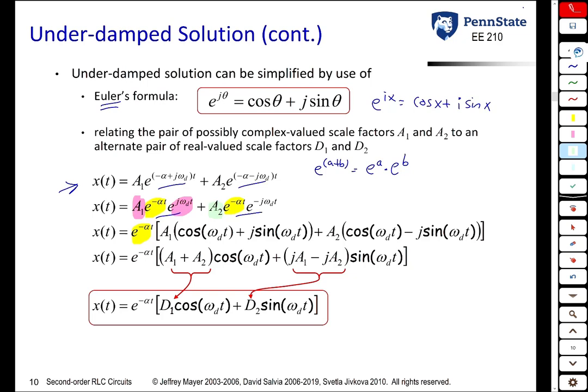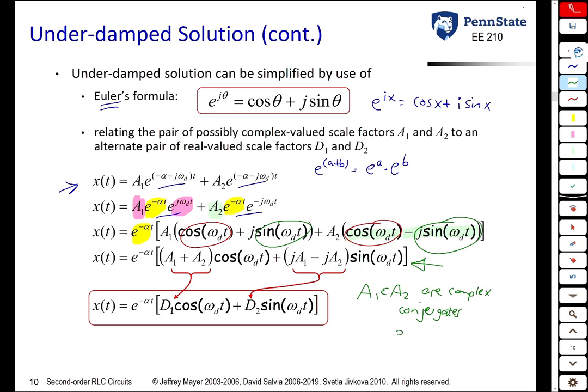But cosine of negative omega dt is just cosine omega dt. Sine of negative omega dt is just minus sine omega dt. So we get that. We can then combine this term and this term together, and this term and this term together to get this expression down here. It turns out that A1 and A2 are complex conjugates of each other when you solve for them. If you recall, complex conjugates means if one is something like 3 plus j4, the other one is going to be 3 minus j4. Turns out that if you add complex conjugates or subtract complex conjugates, you end up getting just a real number.